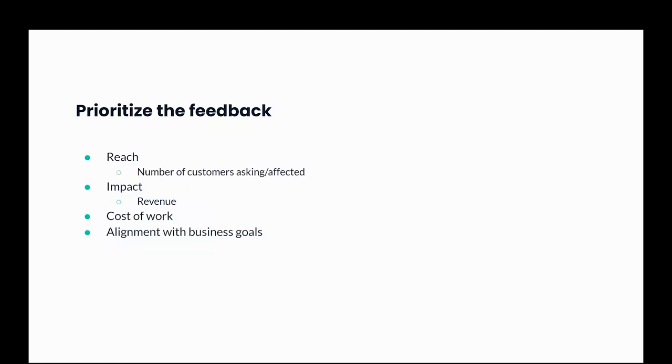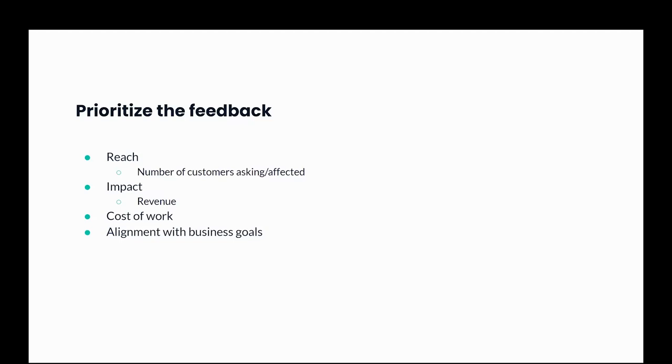Now that we've categorized and we've understood the most important and actionable feedback, it's time to prioritize the feedback. It is difficult to quantify every feedback that you get from the customers. So you can use an easier version of the RICE framework to prioritize the feedback and requests. First of all, reach. What exactly is reach? How many customers are asking for this feedback? Or how many customers are actually affected if it's a bug?